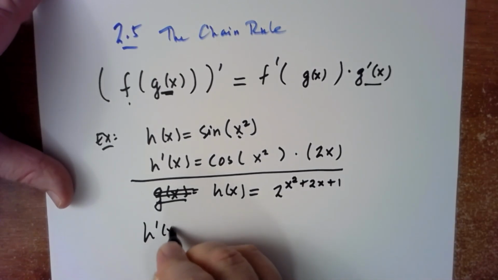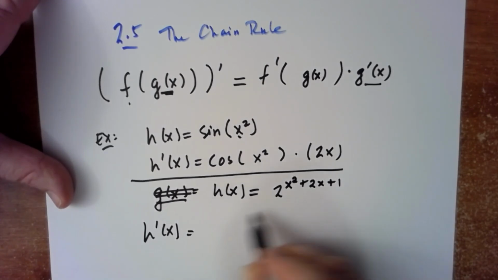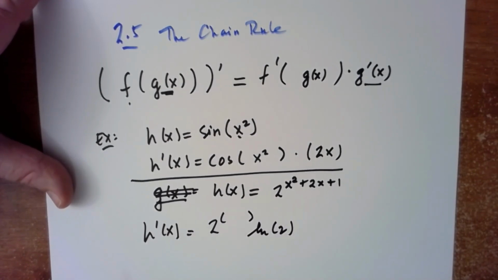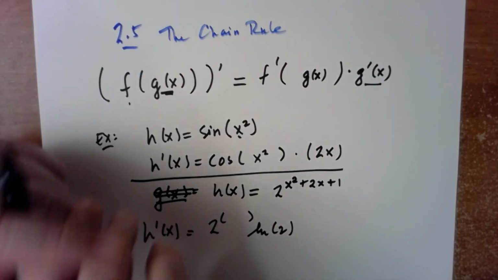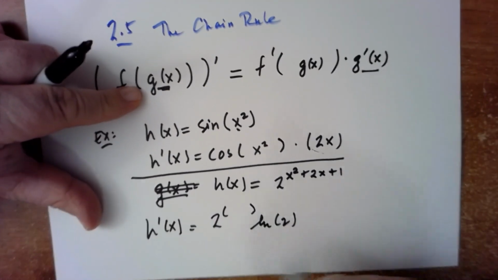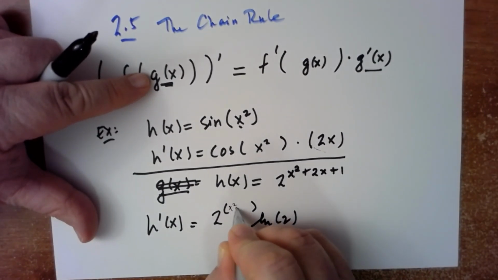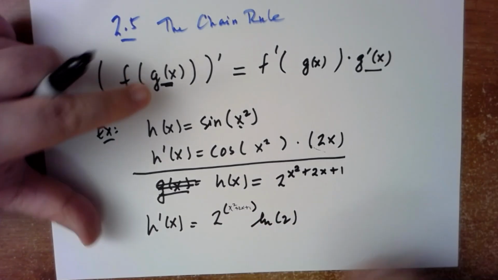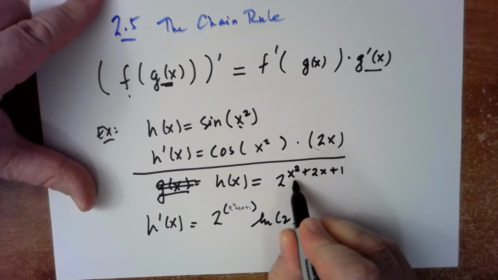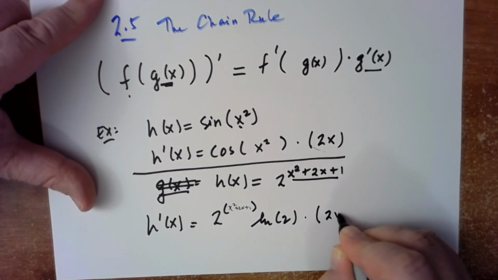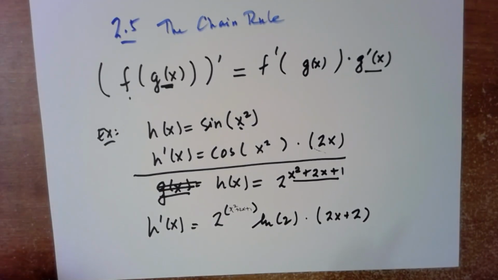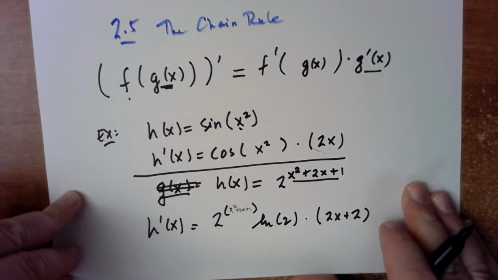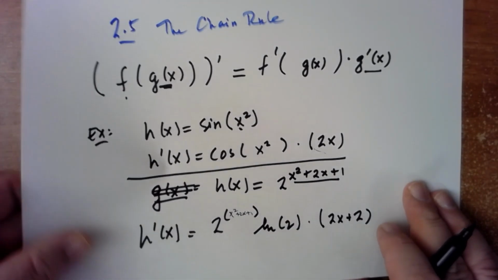So h prime of x would be, I have my 2 to some power times the natural log of 2. That's the derivative of 2 to the x, right? Or 2 to some power. And now you put your inside function in there. I didn't leave enough room for my inside function. That's going to be a problem. So I'll use a little pen, x squared plus 2x plus 1. Sorry about that. And then we multiply the whole thing by the derivative of the inside function. So that would be times 2x plus 2, it looks like. Good. All right. So again, the key to the chain rule is to identify that you have a composition.